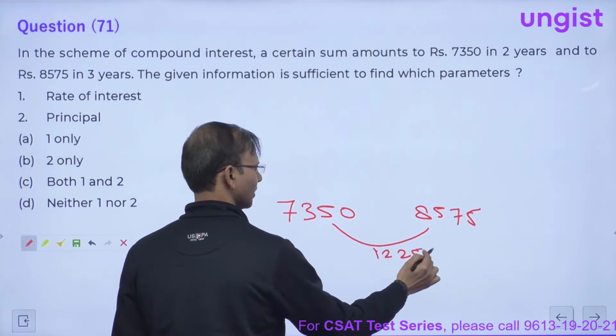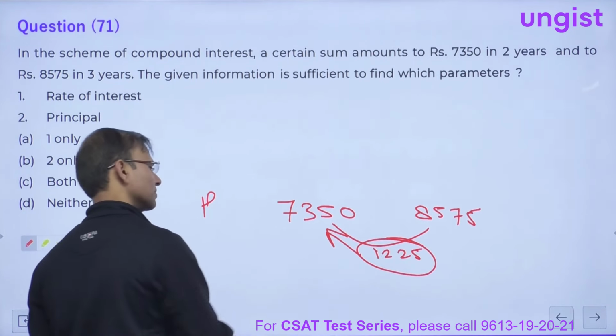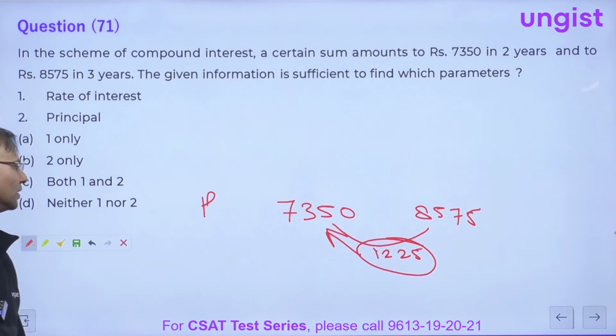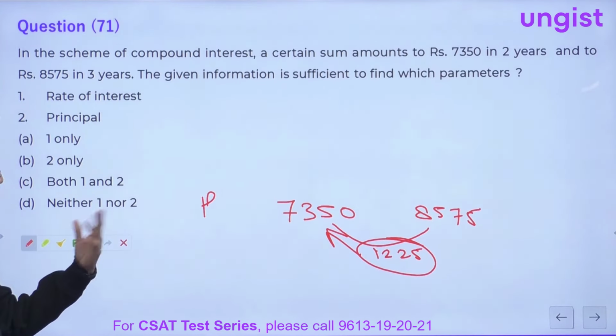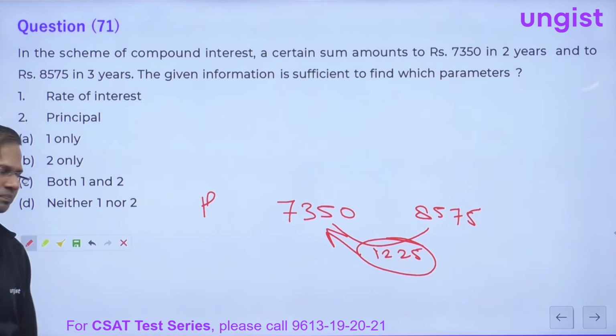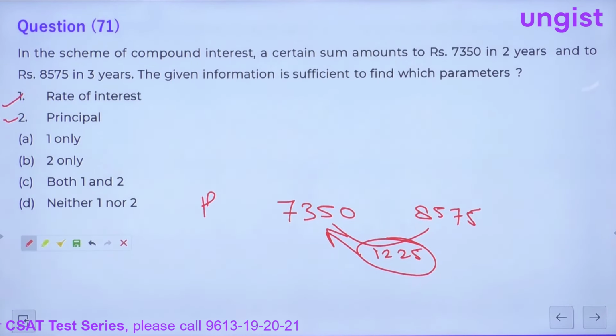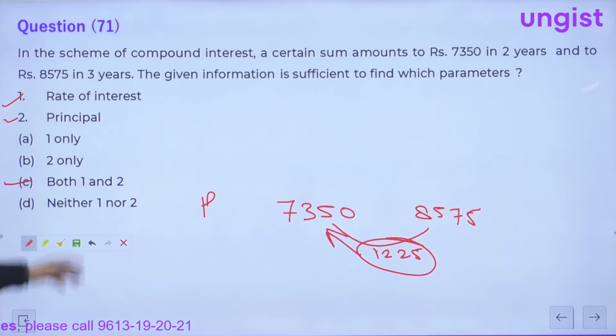Right, so guys, here obviously we just need to think, this difference kitna aata hai, 1225. This is what percentage of this? This will be the rate of interest, right? And obviously, after the rate of interest, we'll find the principal also, no problem. So both the parameters, rate of interest and principal, with this information you can find both the things, right? Good, it's a good question. You don't need to solve the question, but you can tell how many parameters can be solved with the given information, right?